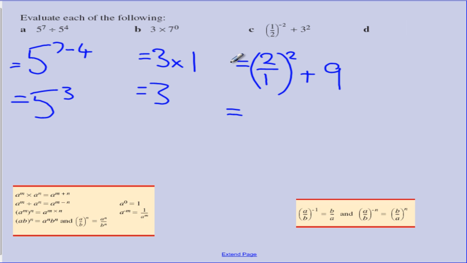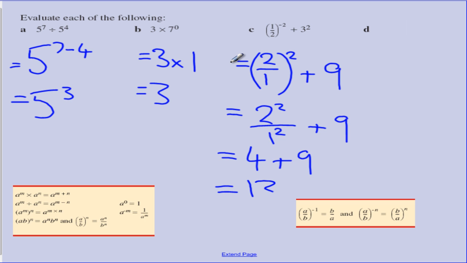Okay, we have a fraction that has its own index on the outside of the brackets. So if we want to expand that, we need to remember both the top and the bottom have to have the index applied. So we have 2 squared divided by 1 squared plus 9. 1 squared is 1, so dividing by 1 is not going to change our answer. 2 squared is 4, plus the 9 leaves us with 13.